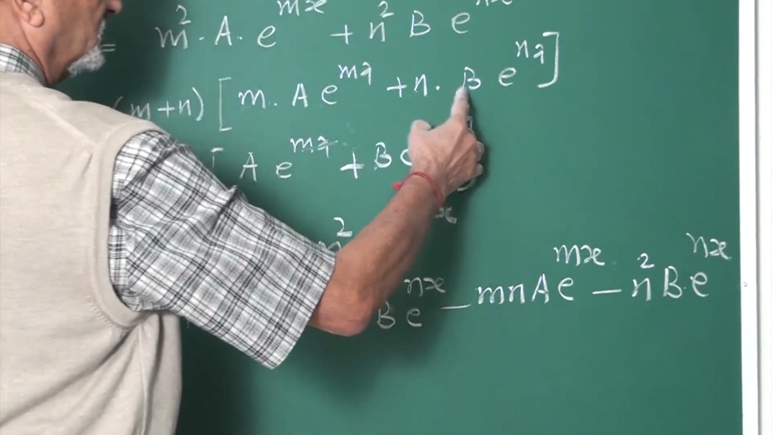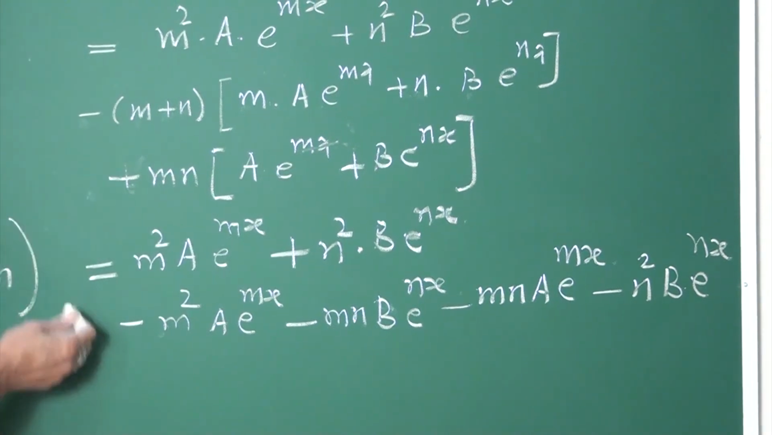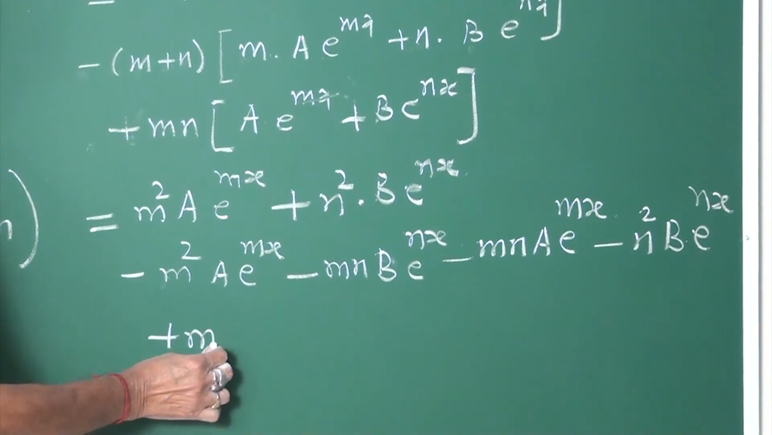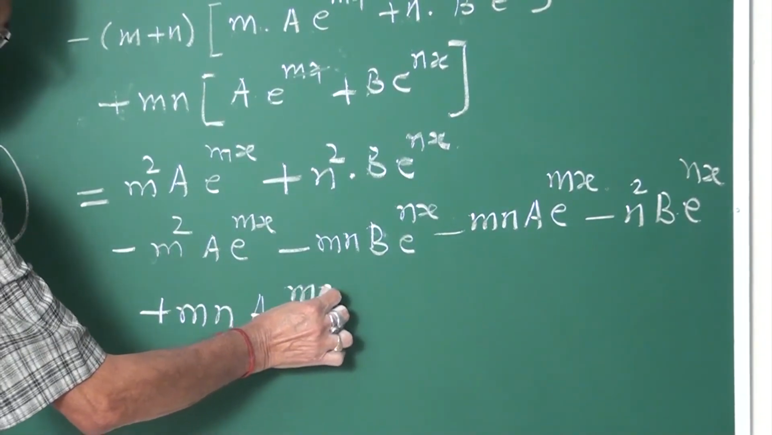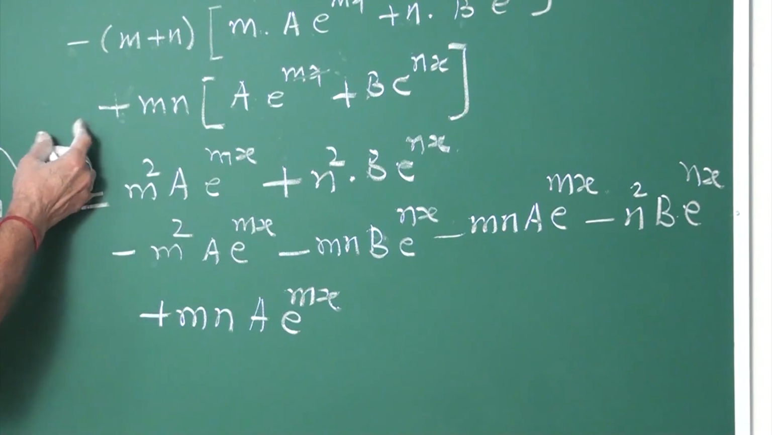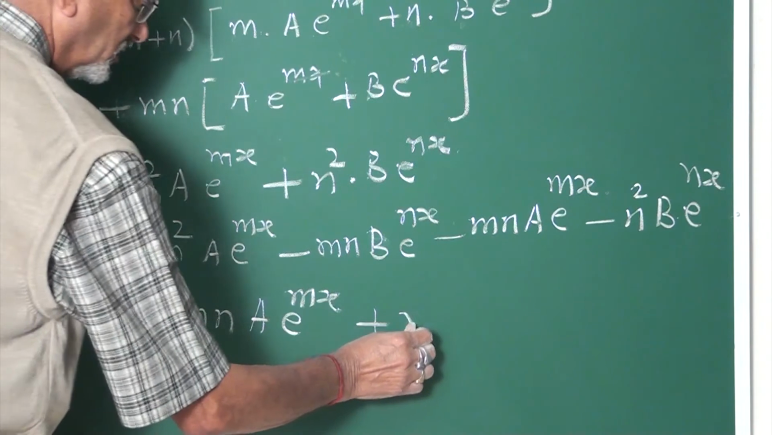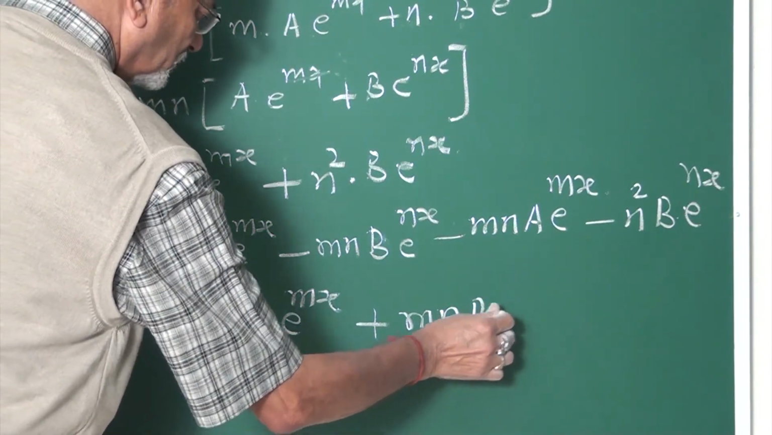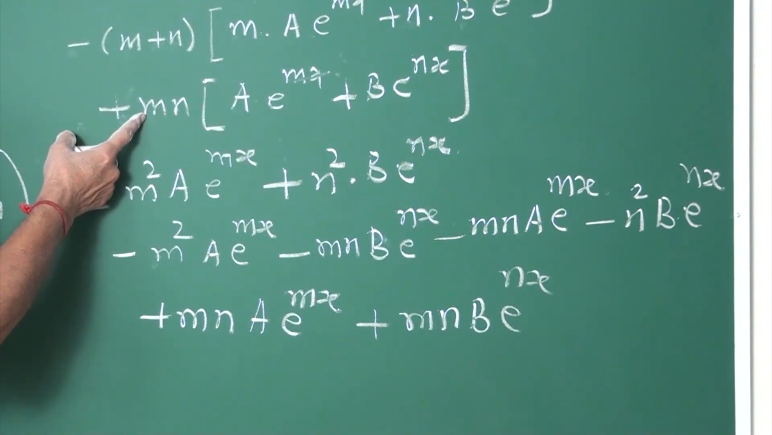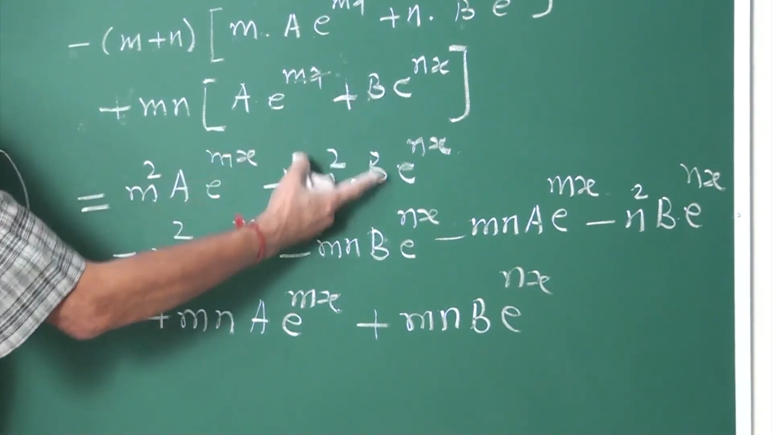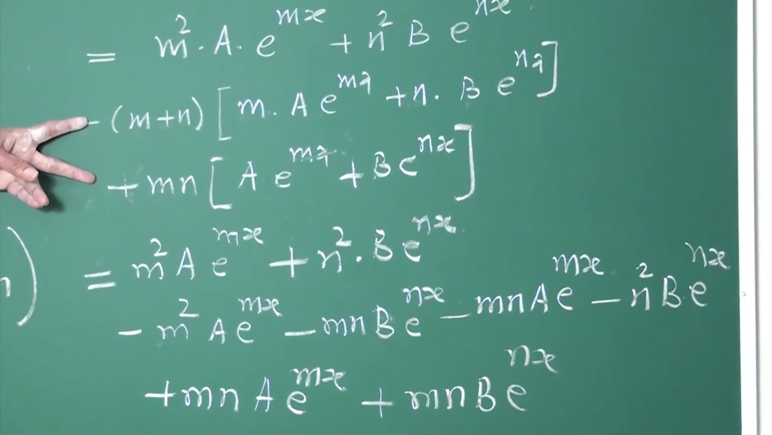This, my friend, n square b into this. One more is there down here. Plus mn a e to the power mx, plus mn b into e to the power nx. Yes, my friends. These brackets are solved, written everything.